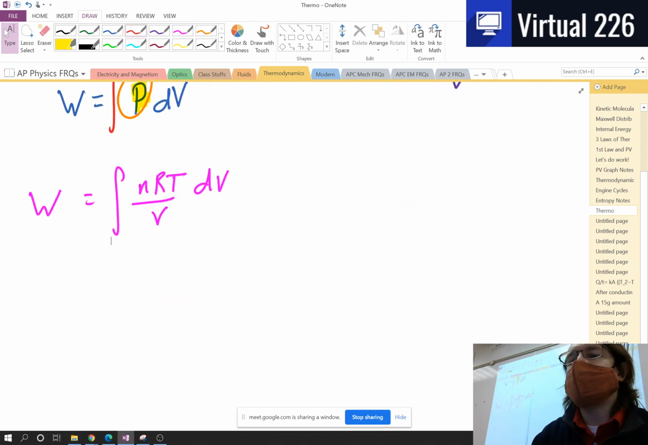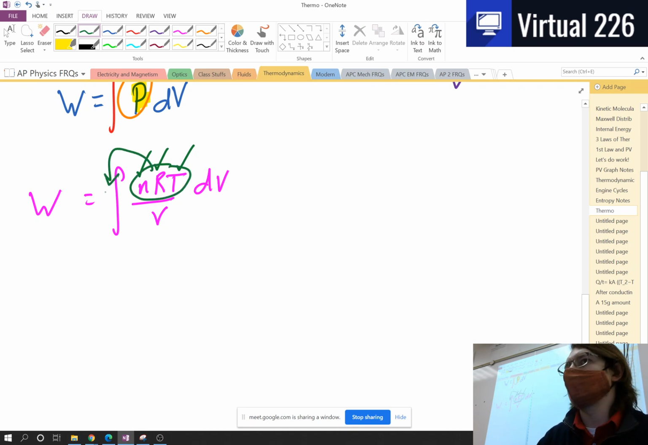A fantastic thing about this is n, the number of moles, that's a constant. The ideal gas constant, R, 8.314, that's a constant. On an isotherm, the temperature is a constant, which means that n, R, and T can all be pulled outside of this integral. So this integral just becomes nRT times the integral of dV over V.